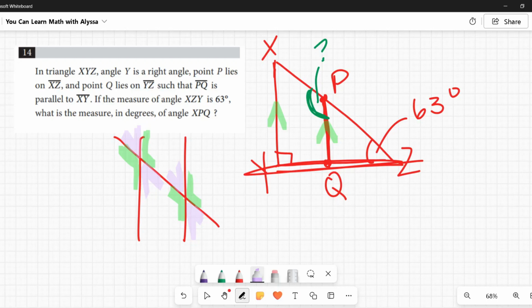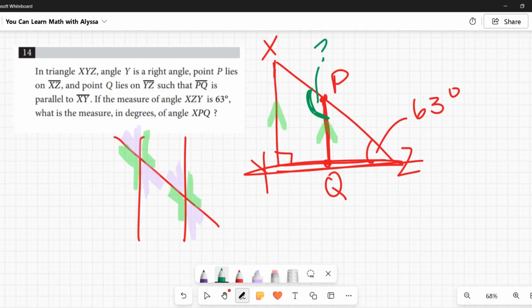You do not have to know those names for the SAT. All you have to know is this right here. That's it. You just have to know which angles are going to correspond, are going to be the same. In this case, all the purples are the same, all the greens are the same, and purple and green are supplementary. They add up to 180. They make straight lines.